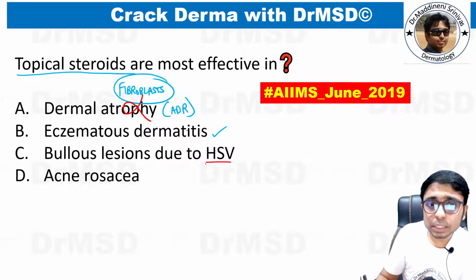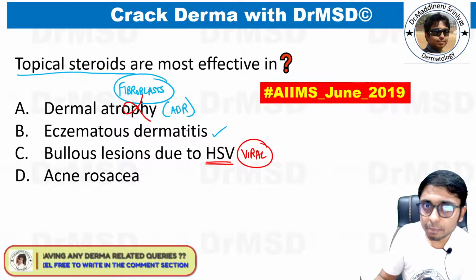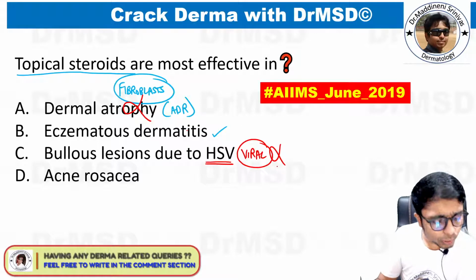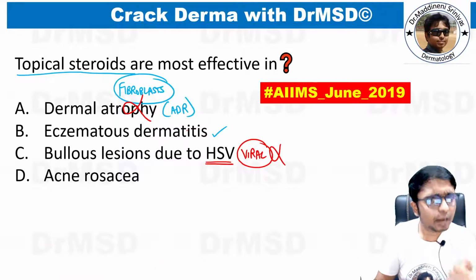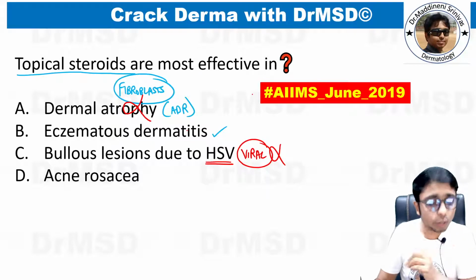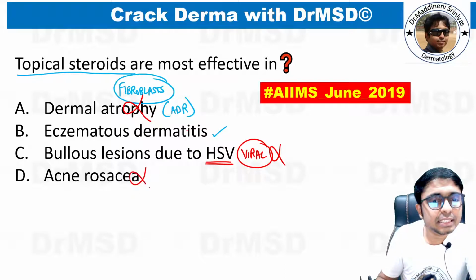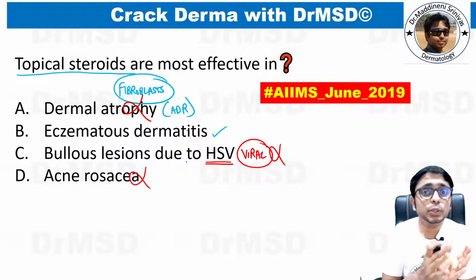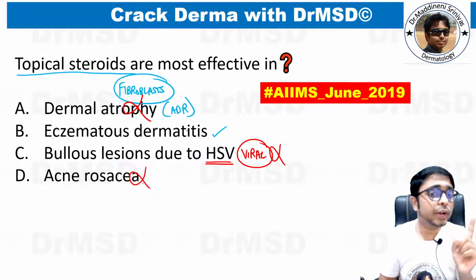If you look at option C, it is herpes simplex virus, that is a viral infection. Very, very important, in viral infections, steroids are contraindicated. We should not use steroids. Why? Because the viral infection may proliferate. Not only viral, but bacterial and fungal infections too, steroids are not routinely used. So option C is also ruled out. And acne rosacea, very, very important, friends. Acne rosacea can get triggered, and it can also get worsened if we use topical steroids. So in acne rosacea also we are not going to use topical steroids.